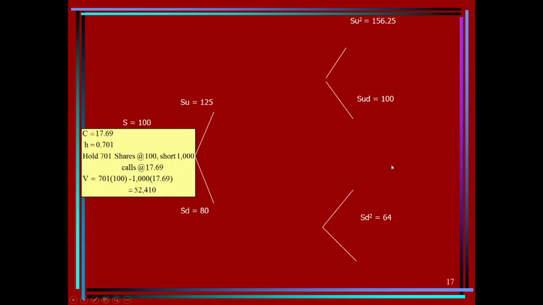So here you have a stock that starts off at $100. It can go up to 125, or it can go down to 80. From 125, it can go to 156, or it can go back down to 100. And from 80, it can go up to 100, or it can go down to 64. Okay, so left to right.